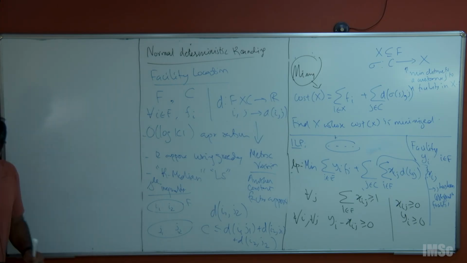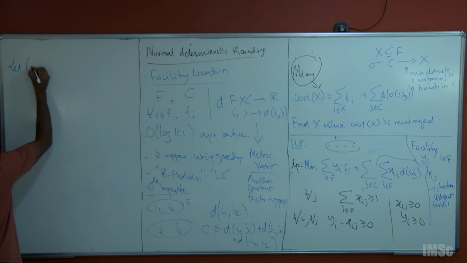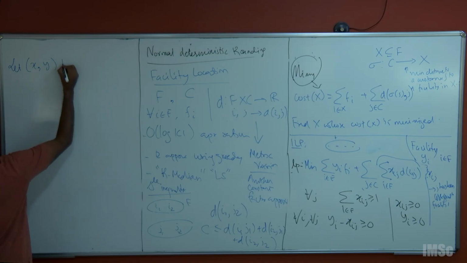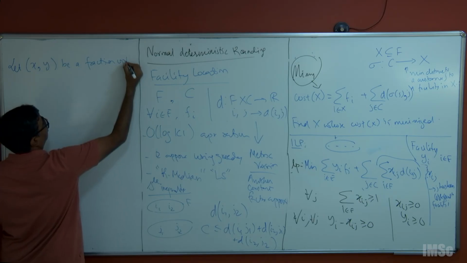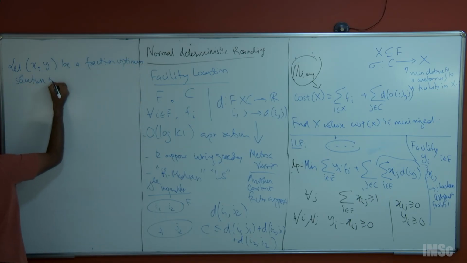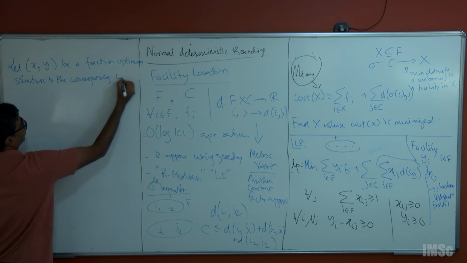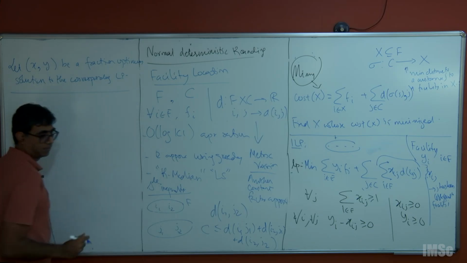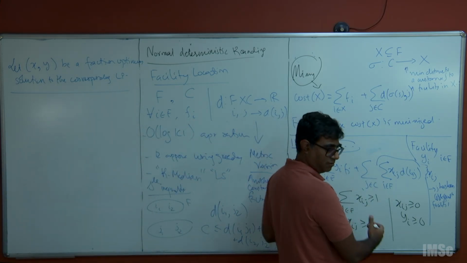So what I'm going to do is solve it. Let x, y be a fractional optimum solution to the corresponding LP. Is that fine? Okay, so basically now I have solved it and I have got it.